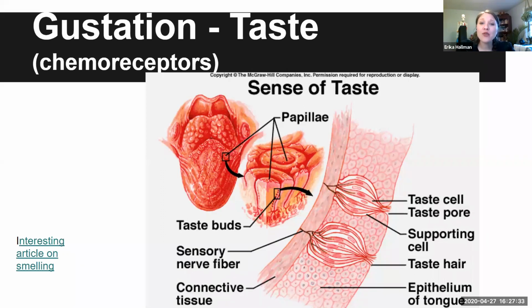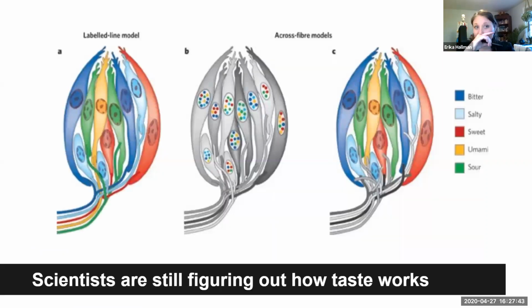So the actual taste buds themselves are inside of this structure called a papillae. And the papillae are going to play a really fun role in taste. So although we know that taste is a chemoreceptor, we still don't know exactly how it is that that taste signal is transmitted to our brain. So there's 3 different theories right now, and it's really hard to prove which one is which. So let's go through these theories.